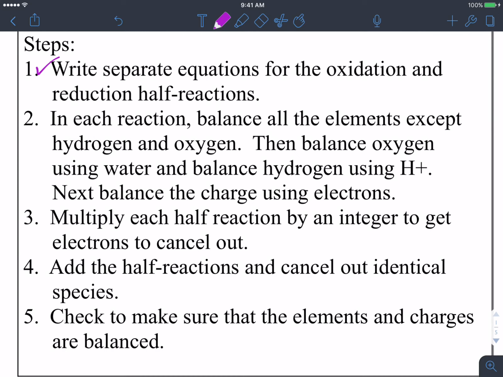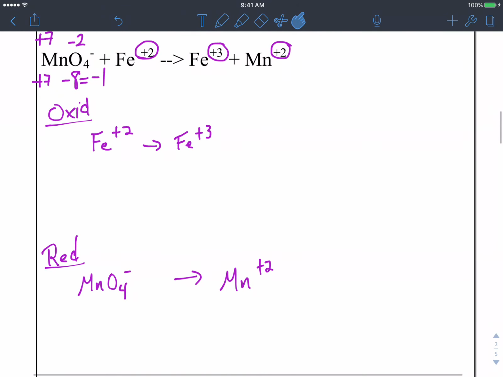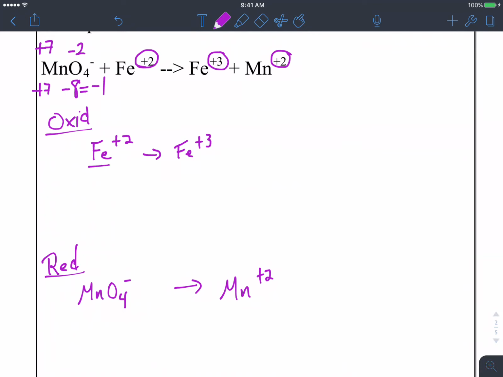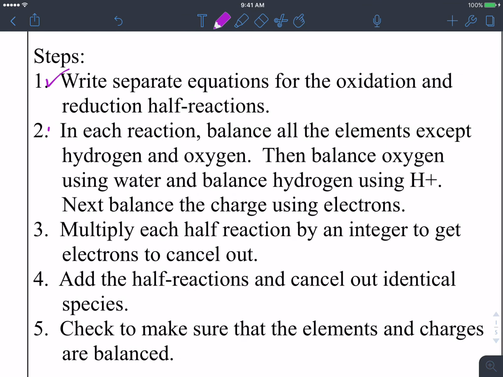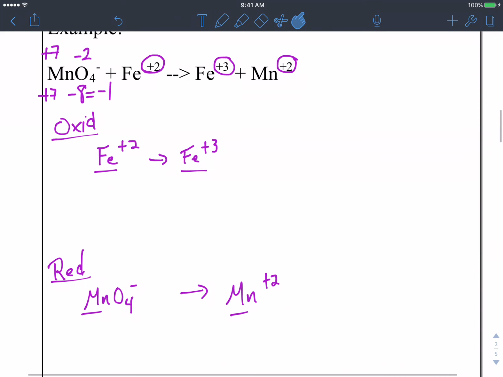In each reaction, balance all the elements except for hydrogen and oxygen. All right. Well, we have 1 iron on the left, 1 iron on the right. So that's balanced. One manganese on the left, one manganese on the right. Balanced, done. So that part's done. Now it says balance oxygen using water and balance hydrogen using hydrogen ions.